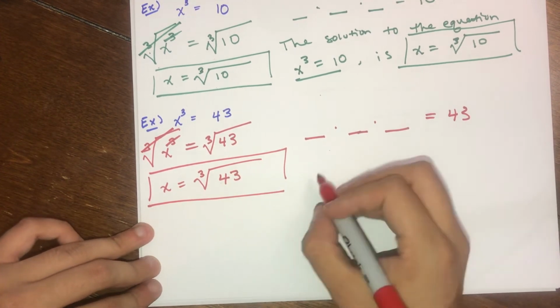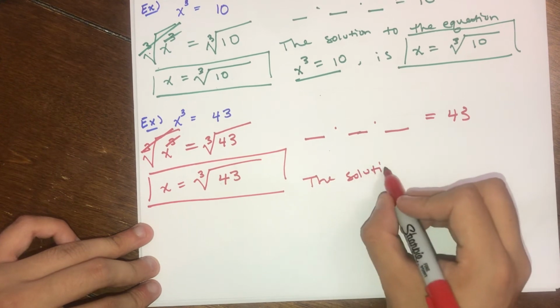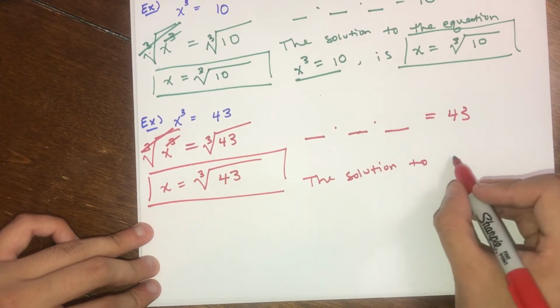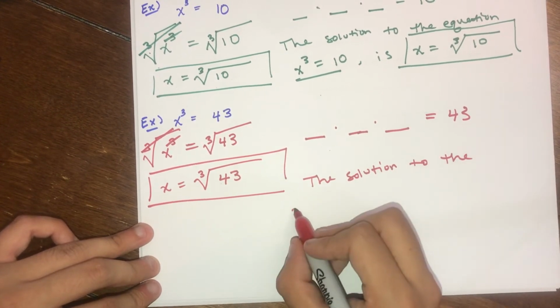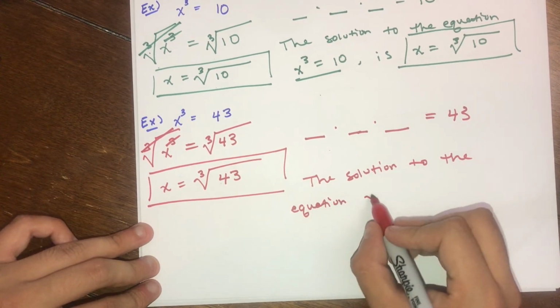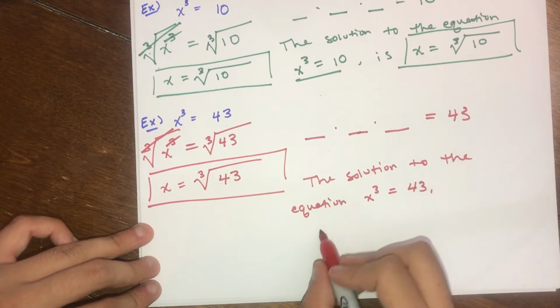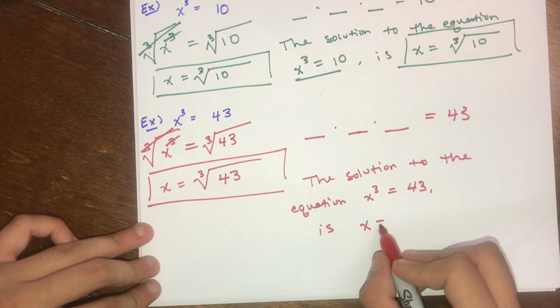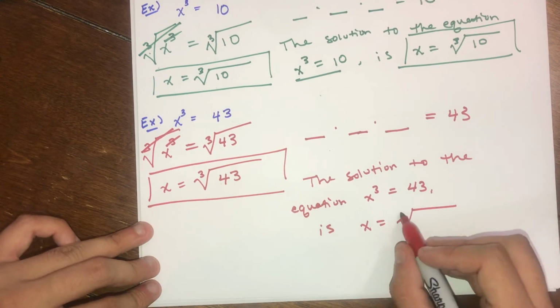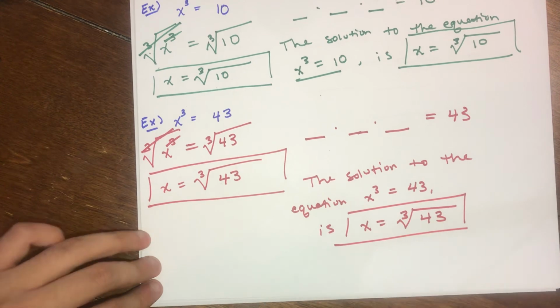All right, so yeah, we can say again, the solution to the equation x cubed equals 43 is x equals the cube root of 43. Okay, that's it. Okay, it's very straightforward.